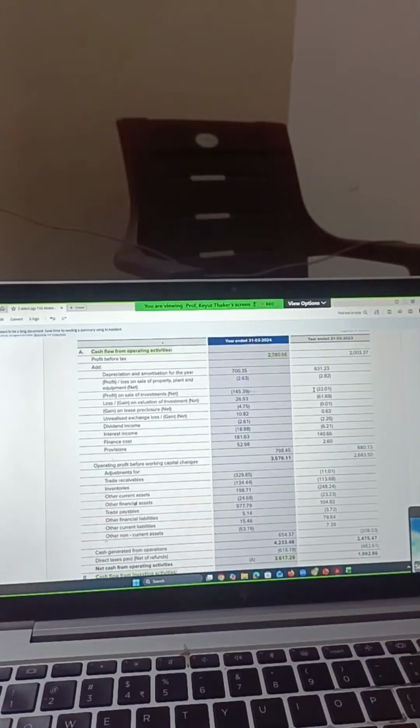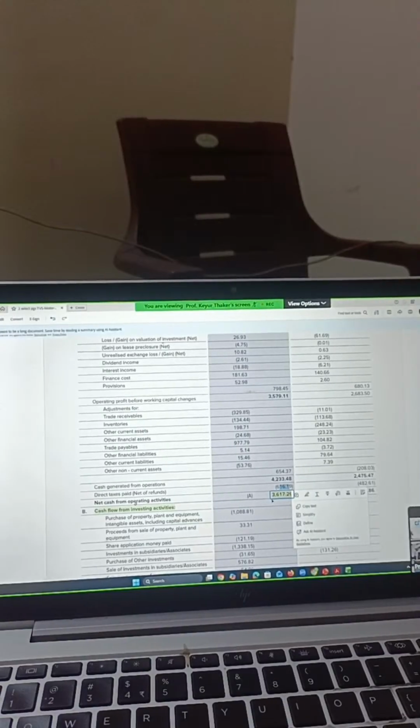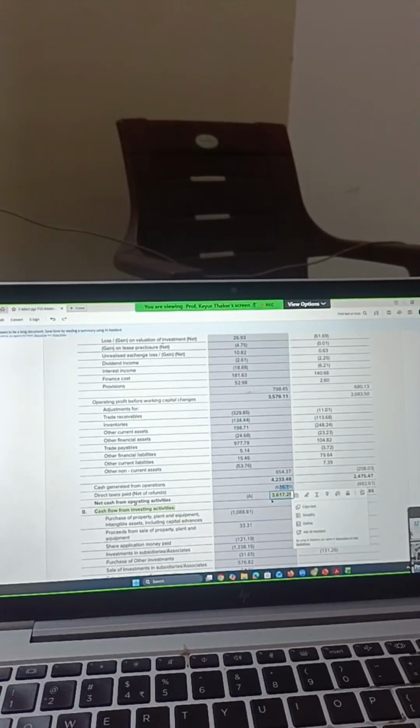Okay, so the tax will be calculated on the first number, 2780, in this accounting case, right? Tax will be calculated on the accounting profit. This 2780 is the profit we brought from there. So I made a profit of 2000, but I made cash from operations of 3600.